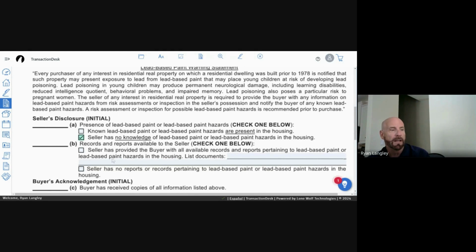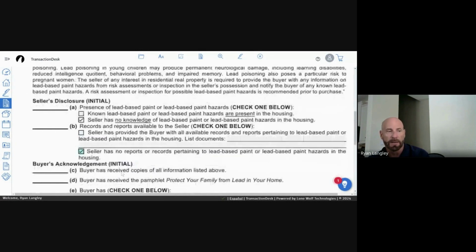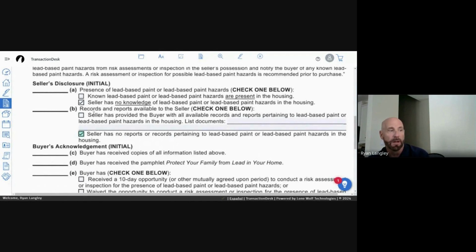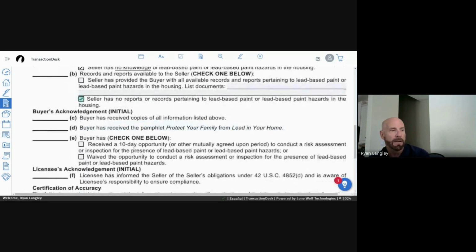Anything that they've had done here, if they did know about it, this would be where they would disclose it. On B, typically the seller has no reports or records pertaining because they don't know of any hazards. This is most of the time. If you do know, obviously you disclose that here, and you disclose what you did about it, and any treatments that you had done. Buyers acknowledge they've received copies, the pamphlet, and this.